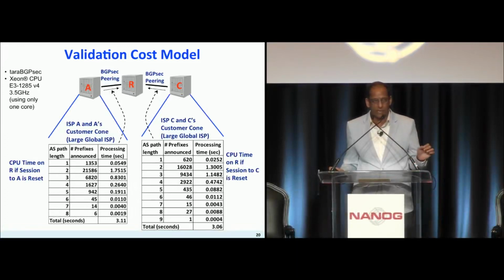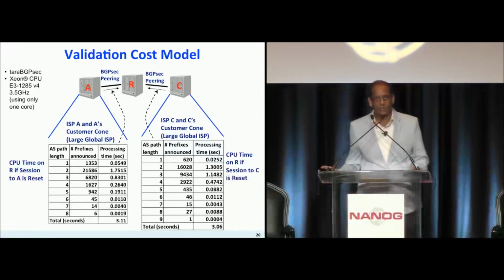The ISP on the left, A, has 32,000 prefixes that are originated from its customer cone, and ISP C on the right has about 30,000. All the prefixes are signed. In other words, we are assuming that all the customer ASs participate in BGPsec. The updates are signed at each layer in the customer cone. And as it gets to the top AS, the ISP's own AS, this is the distribution that we have in terms of the path length, what is shown in these tables.